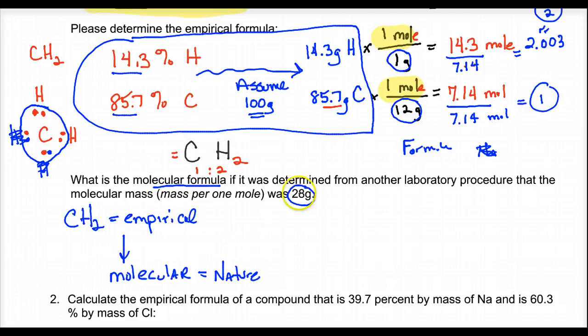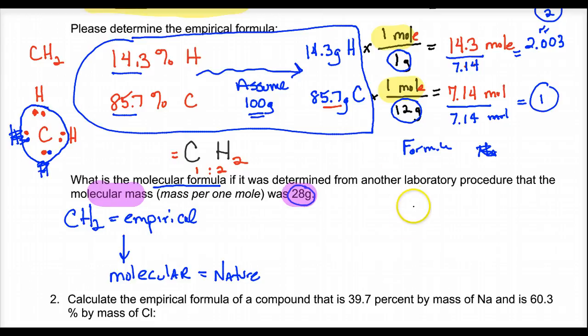So here's how I do this. In this question, they're giving you the molecular mass. This molecular mass is equal to 28. So what's going on here? Well, they did another laboratory technique with another piece of the same sample, and they came up with the molecular mass. The mass per, guess what? 1 mole. And they found it to be 28. By the way, that's called a formula mass if you're dealing with ionic compounds.